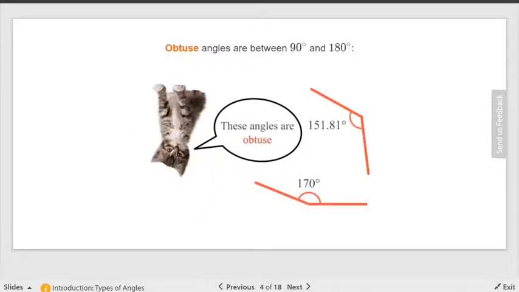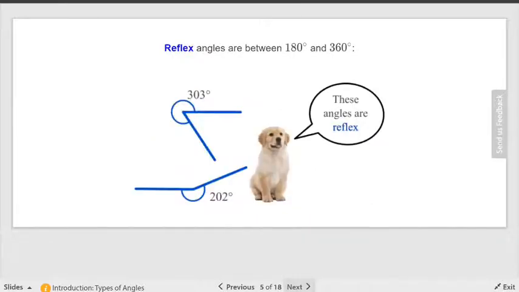Why is the camera upside down now? I haven't any idea. Obtuse angles are bigger than 90 degrees, but less than 180. I guess it's showing you that the orientation doesn't matter. It's still a cat.